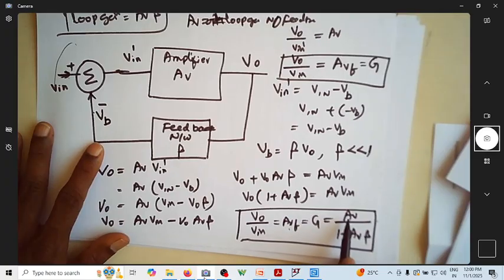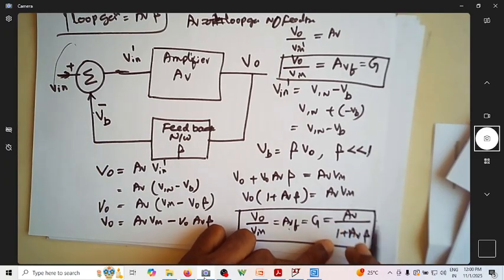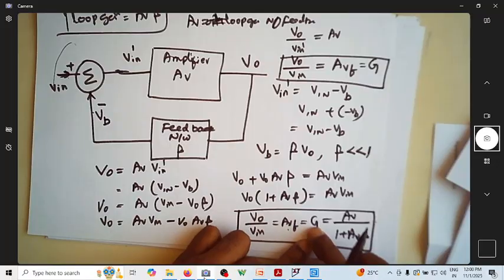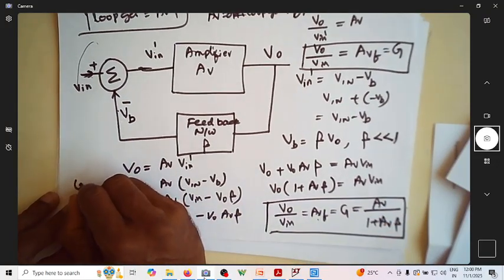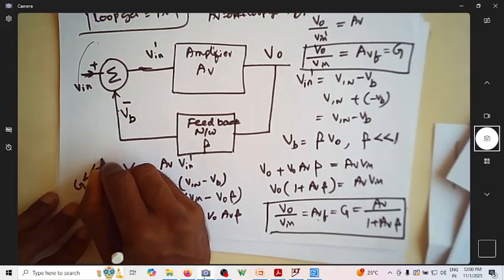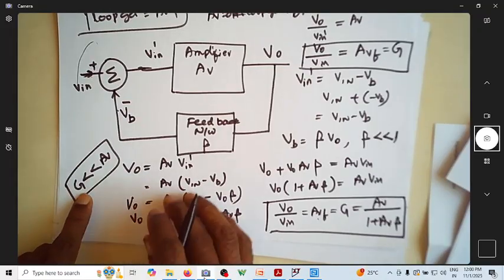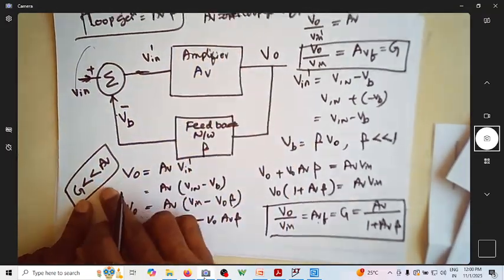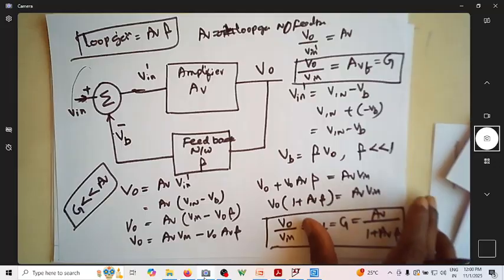So we understood closed loop gain is nothing but AV by 1 plus AV beta. Since this denominator is always more than 1, can you see G will certainly be less than AV all the time? That is, the overall gain of the amplifier will always be less than the open loop gain of the amplifier.